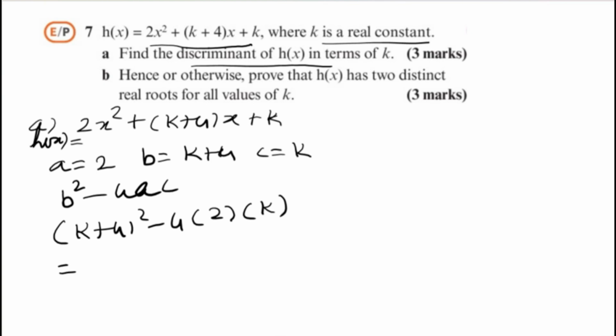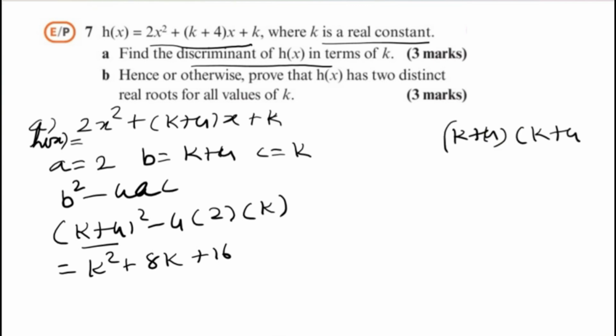is equal to, if you expand it, k squared plus 8k plus 16. So k plus 4 times k plus 4, so you can expand the bracket. Minus 4 times 2, 8k. More simplification: k squared plus 8k minus 8k, that will give you only 16. This will get cancelled. So this is our value of the discriminant.